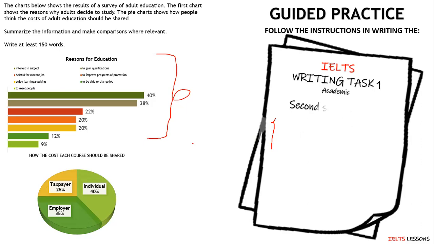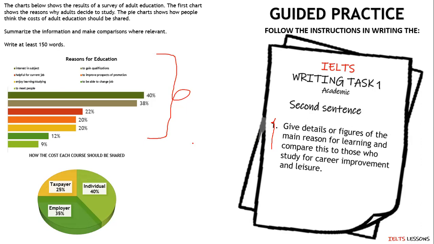Then our second sentence is give details or figures of the main reason for learning. So this one, give details, all right? Or figures of their main reason for learning and compare this to those who study for career improvement. Career improvement here, this is to improve prospects for promotion. This one, this is career improvement and leisure. Okay, yellow one, to enjoy learning, this one. So as you can see, their difference is a half, all right? So that's your second sentence.